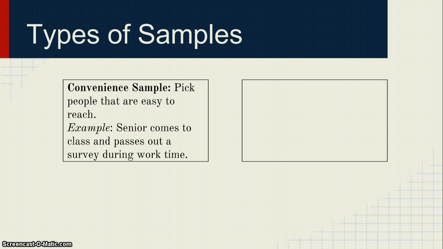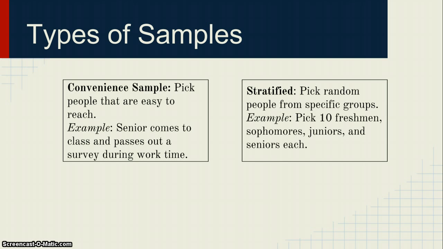The last one is the stratified sample. And I like this one most just because of the name, not because of any mathematical reason. I just like the name stratified. This is when you pick random people from specific groups. So, for example, this one I think is easy to look at as an example. If we want to get an idea of how the entire school feels, we might pick 10 freshmen to ask our question, 10 sophomores to ask our questions, 10 juniors, and 10 seniors to participate in our study. Okay, so this way you split everybody up into groups, and then you pick a certain number of participants from each one of those groups.